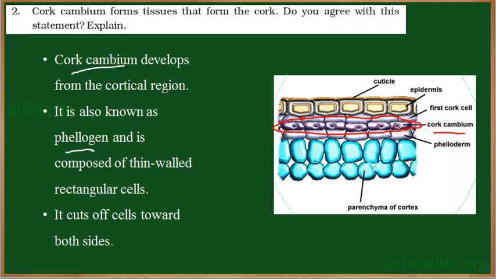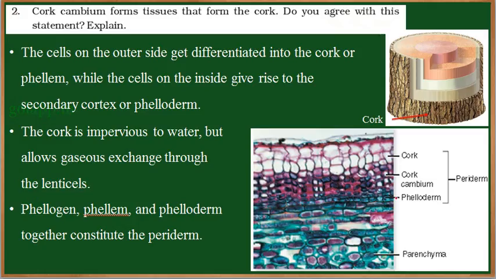So this starts dividing. It starts adding cells on both the sides. So here we can see these are the cork cambium. They start adding cells on the outside as well as the inner region. The cells which are formed on the outside get differentiated and develop into the cork. So the cells present on the outer side of the cork cambium differentiate into cork. Another word for cork is phellem.